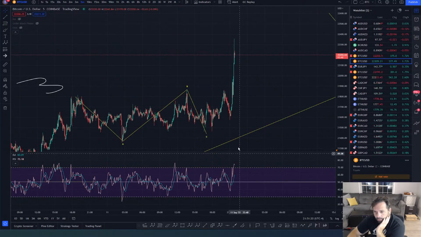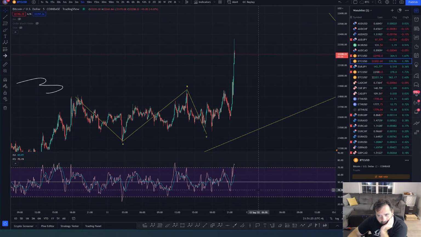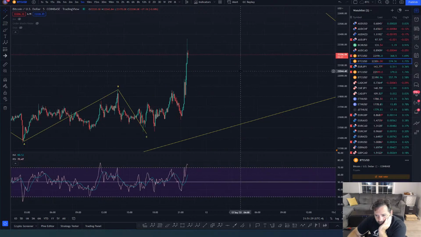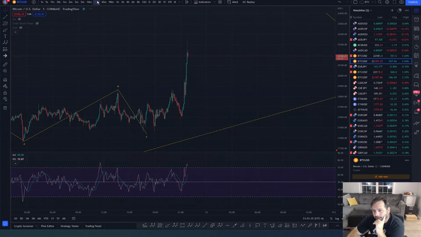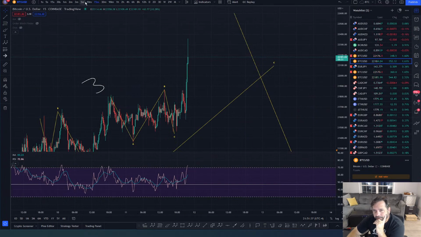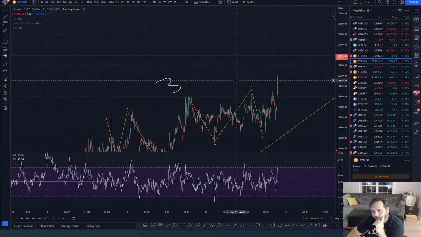On the five-minute, I see more price action to come here. We don't have any bearish divergence on the 5-minute yet. I'm going to wait to see that 5-minute bearish divergence, and then it'll be a little bit more ready to come down. So be patient here. It's not quite ready, guys. No, I think we're in the 5th wave.